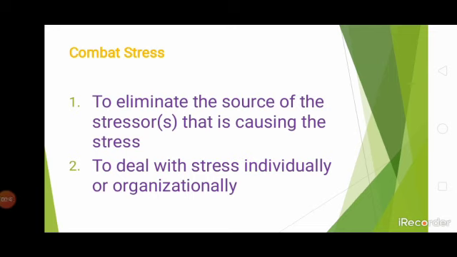There are two ways to cope with stress. The first one is to eliminate the source of the stressor that is causing the stress. This means changing policies, the structure, the work requirements or whatever is necessary. The second approach is to deal with stress individually or organizationally. Individual stress coping programs include meditation, physical exercise, training, diet and even prayer. It must be noted that these programs work for some people. They help the person feel better, relax and regenerate energy.